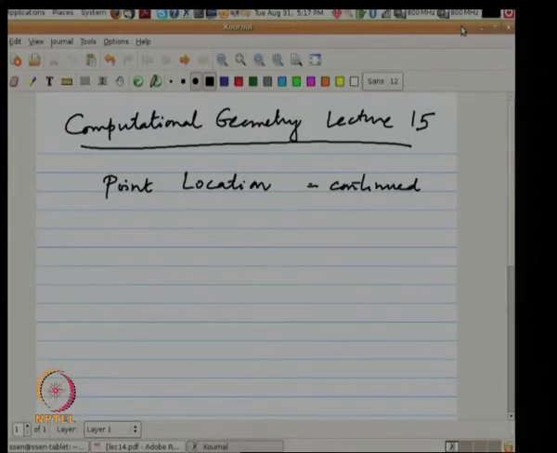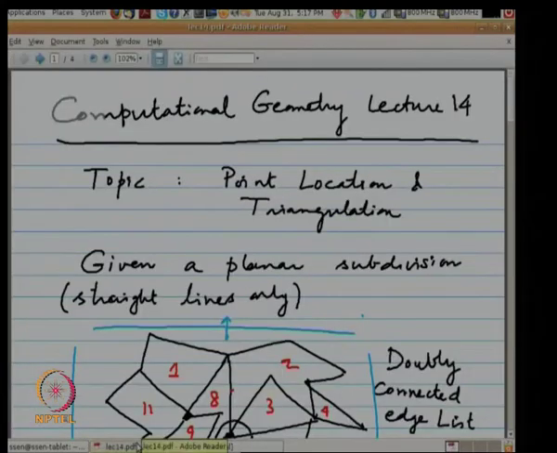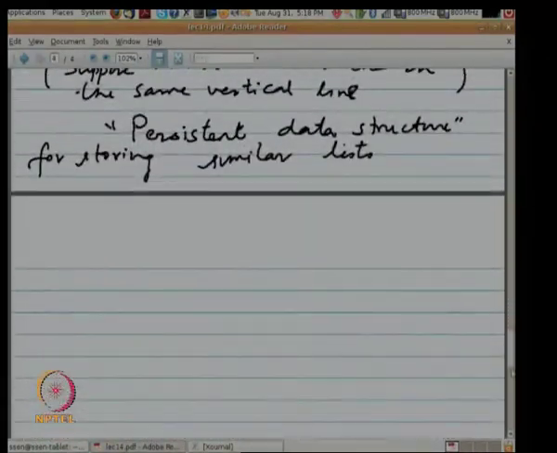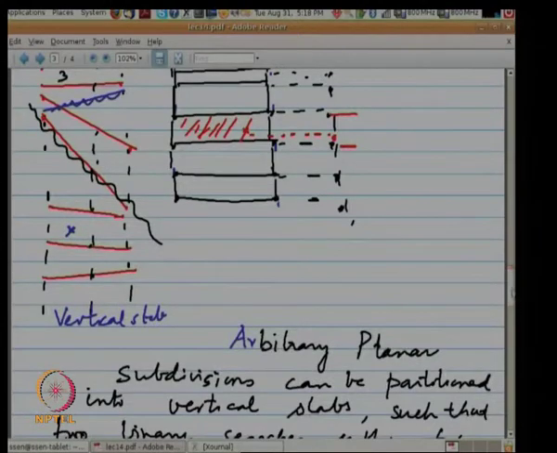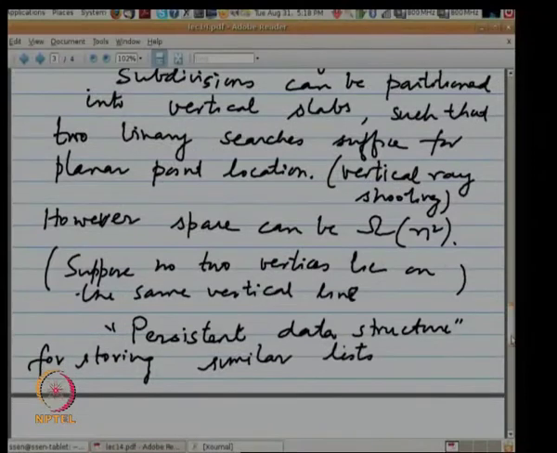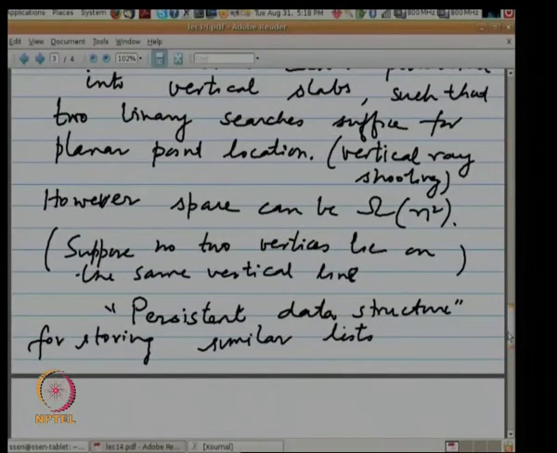Continuing today's lecture with the point location algorithm that we started with last time. To recap, the idea that we were pursuing is that you start with a planar subdivision, and we identified the following problem: how do you find a large independent set?